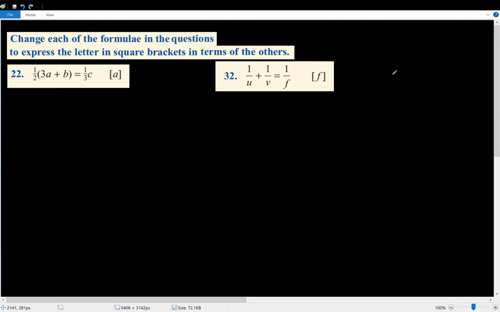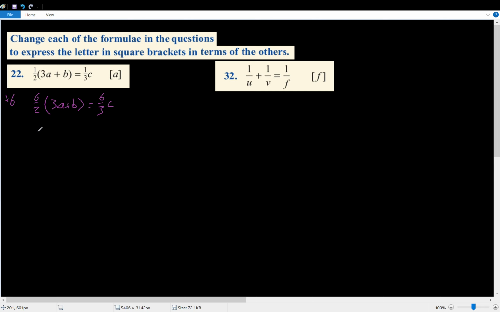We could clear away our half by multiplying both sides by 2, but what might be easier is to clear away all of our fractions at once. In order to do that, we've got to multiply both sides by the lowest common multiple of our denominators, which are 2 and 3. The lowest common multiple of 2 and 3 is 6. So I'm going to multiply both sides by 6, in which case we get 6/2 times 3a plus b is equal to 6/3 times c.